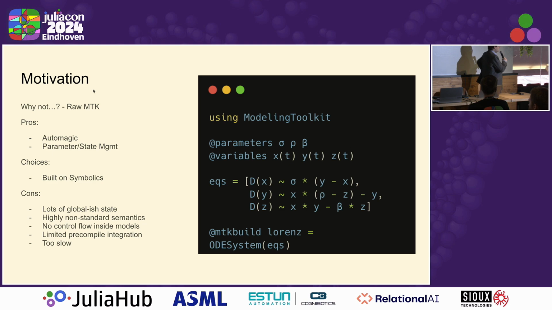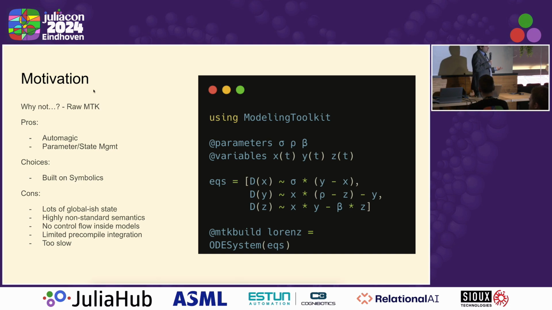So why not just use MTK? Wasn't MTK supposed to solve exactly this? And partly yes, so it does automatically paper over all of the solver abstractions for you. So it generates all of the different representations of the system for you that the solvers want. It has state and parameter management, and it's a much higher level representation, and it has all of the optimizations and the code gen and all of the nice things that I wanted.